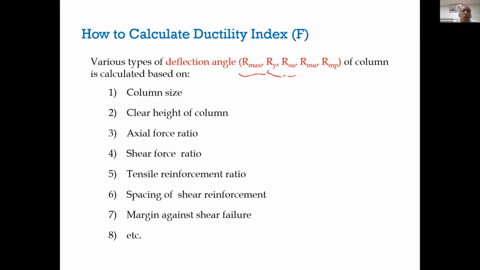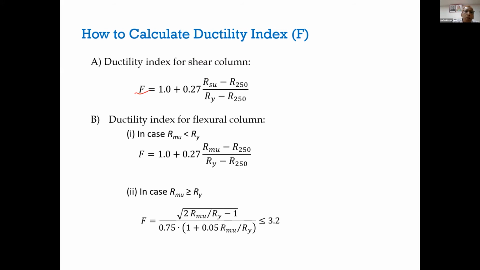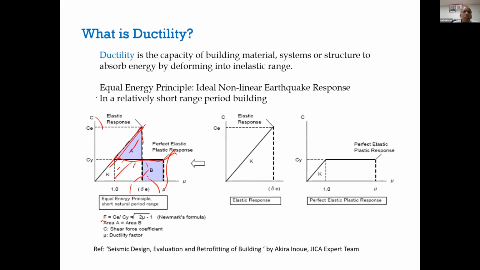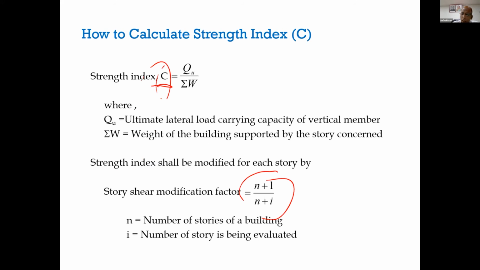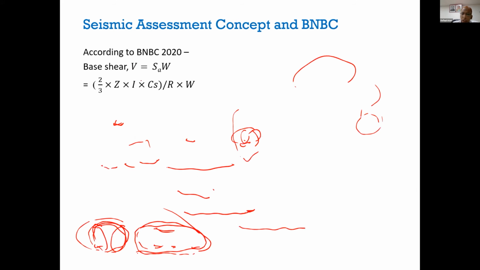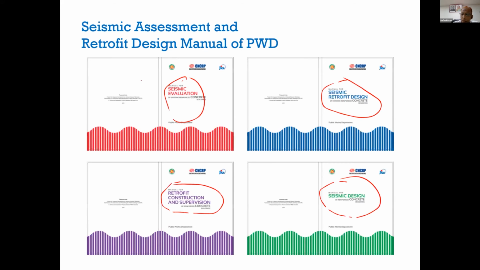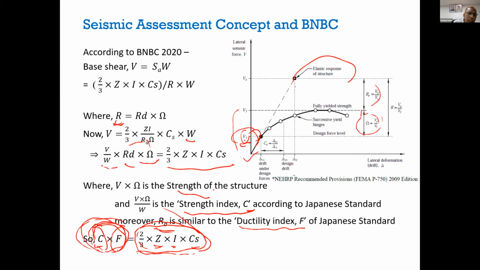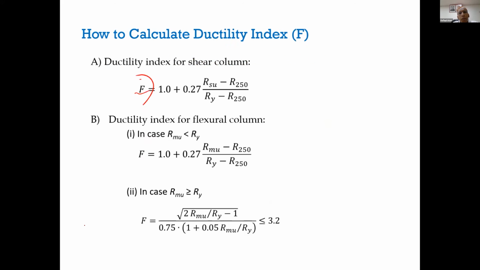And for those, we have to know the column size, clear height of the column, axial force ratio, shear force ratio, tensile reinforcement ratio, many other things we have to know. And then finally, if we put those, we can find the ductility index. This is the way how we calculate the C and how we calculate the F. So after getting those, we can calculate this capacity, C into F, structural capacity.